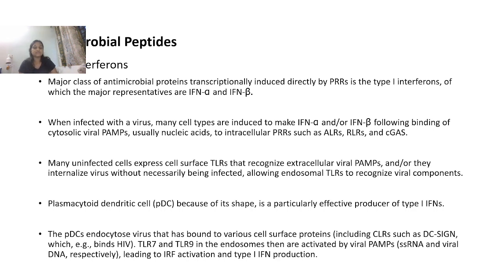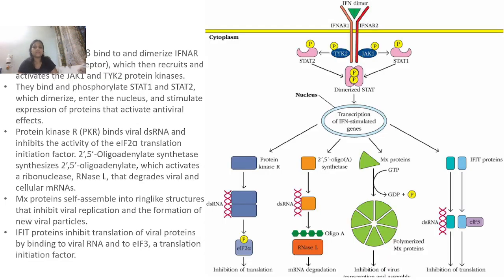And apart from this, there are TLR7 and 9 in the endosomes, which are activated by the viral PAMPs, which leads to the activation of IRF or interferon regulatory factor and type 1 interferon production. This type 1 interferon production is very common whenever there is a pathogen entry, and many cells actually produce these type 1 interferons. So this is the signaling process by which these type 1 interferons are produced.